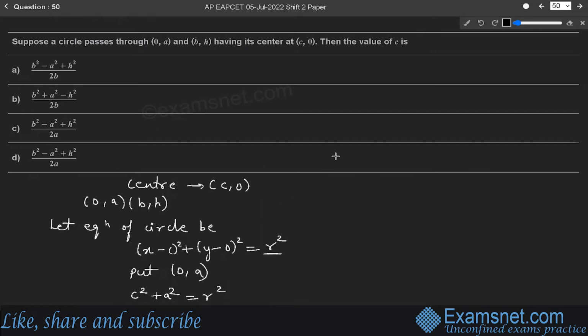Therefore, we can say that the correct value is (b square minus a square plus h square) upon 2b, which is option number A here. I hope this question is clear to you.